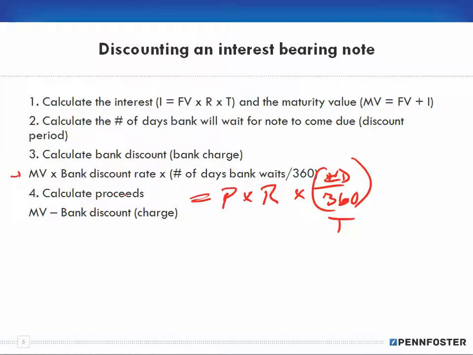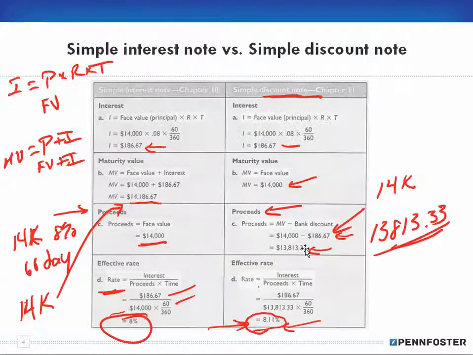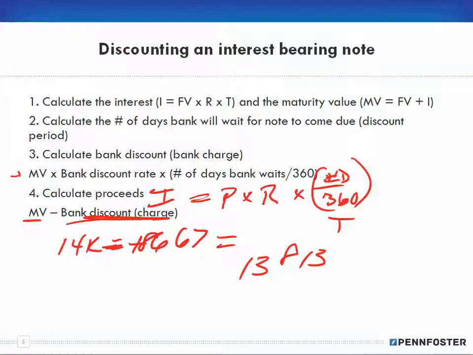And then you're going to calculate the proceeds, which means, we had calculated our interest here. We take our maturity value, our 14,000 from the previous one, and subtract out the $186.67, the bank discount amount, the charge, and then your proceeds end up being the 13,813.33. Okay, so this is not rocket science.